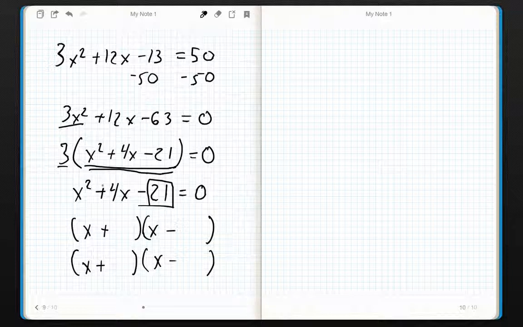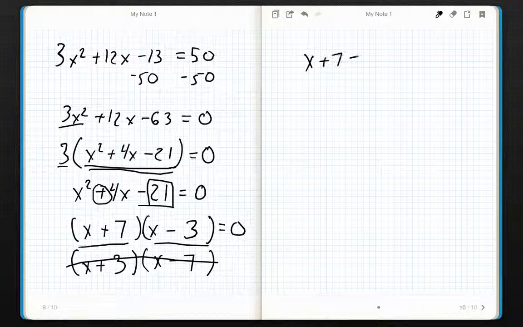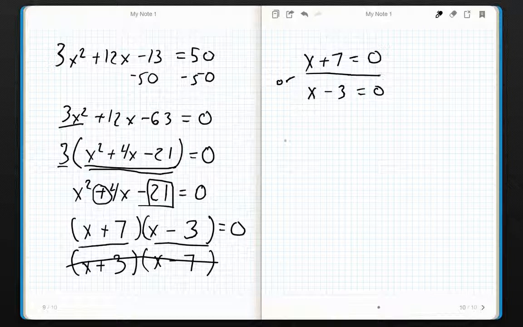When I combine those middle terms, I want the positive to be the larger absolute value of the two, so I'm going to put the 7 here and the 3 there. If I did it the other way around, I would end up with a negative 4x. I don't want that. So if this equals 0, that means that one of these two factors has to equal 0, meaning x plus 7 equals 0, or x minus 3 equals 0. And hopefully you all know that if x plus 7 equals 0, x equals negative 7. And if x minus 3 equals 0, x equals 3.